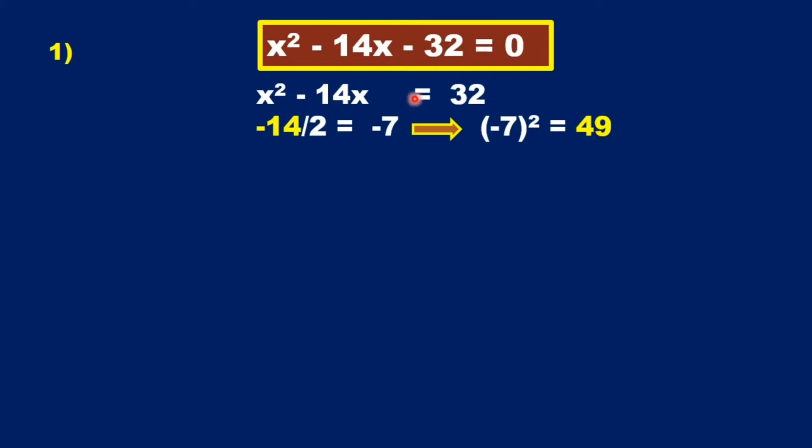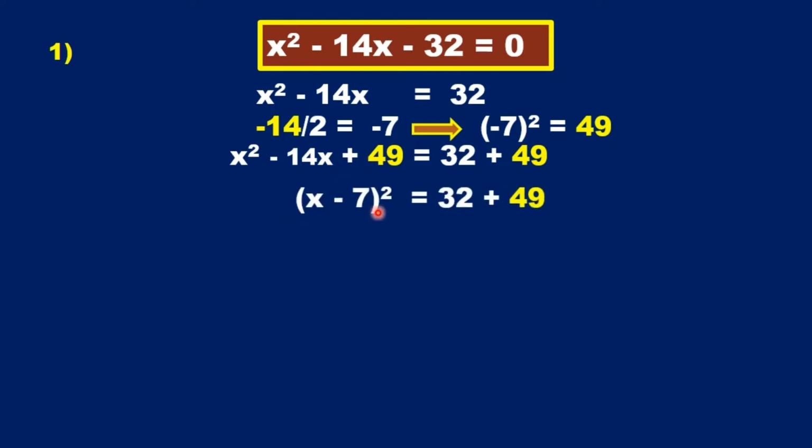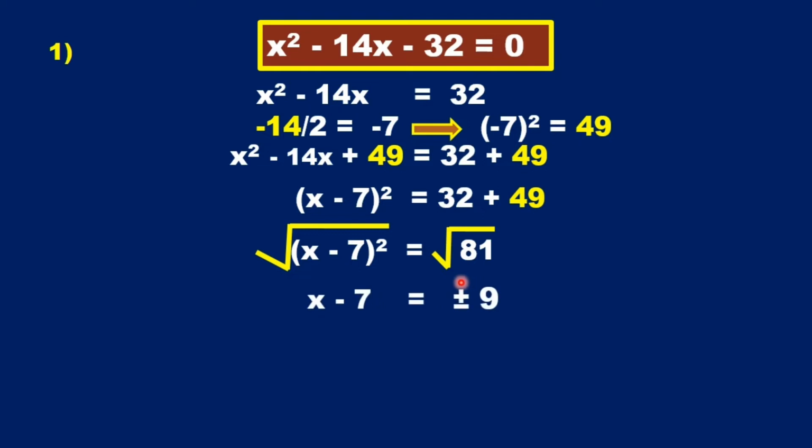Add the result to both sides of the equation to make a perfect square trinomial, and then express this as a square of binomial by taking the root of x, the sign of the middle term minus, and the root of 49, which is 7, and combine the right side of the equation. So we have the quantity x minus 7 squared is equal to 81. Take the square root of both sides of the equation, and by extracting the roots we have x minus 7 is equal to plus and minus 9.